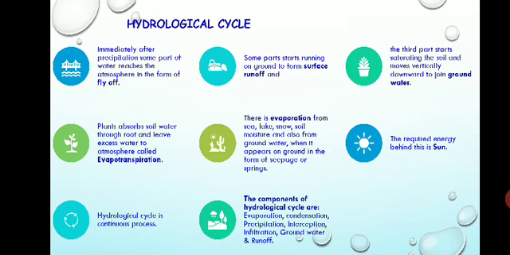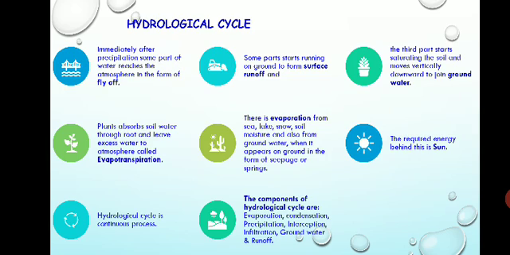So immediately after precipitation, what happens? Some part of the water reaches the atmosphere in the form of fly off, and then some will be absorbed by the plants. That is again contributed in the form of evapotranspiration. So the hydrological cycle is a continuous process. Then some part will run on the surface in the form of surface runoff. Then some will be again evaporated from the sea and lakes. That is called evaporation.